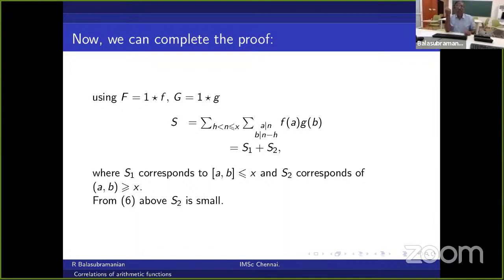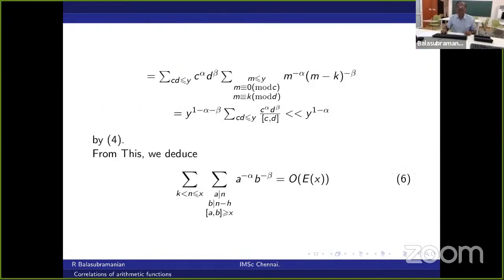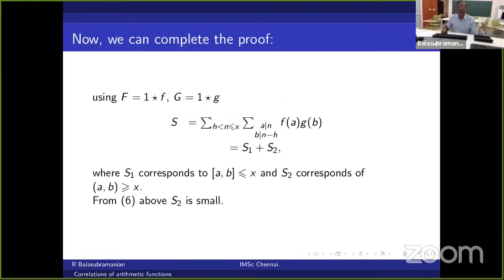In S2, with the LCM bigger than or equal to x, that is precisely what we handled in 6. And that we have proved is the O of the error term of the type which we expect.